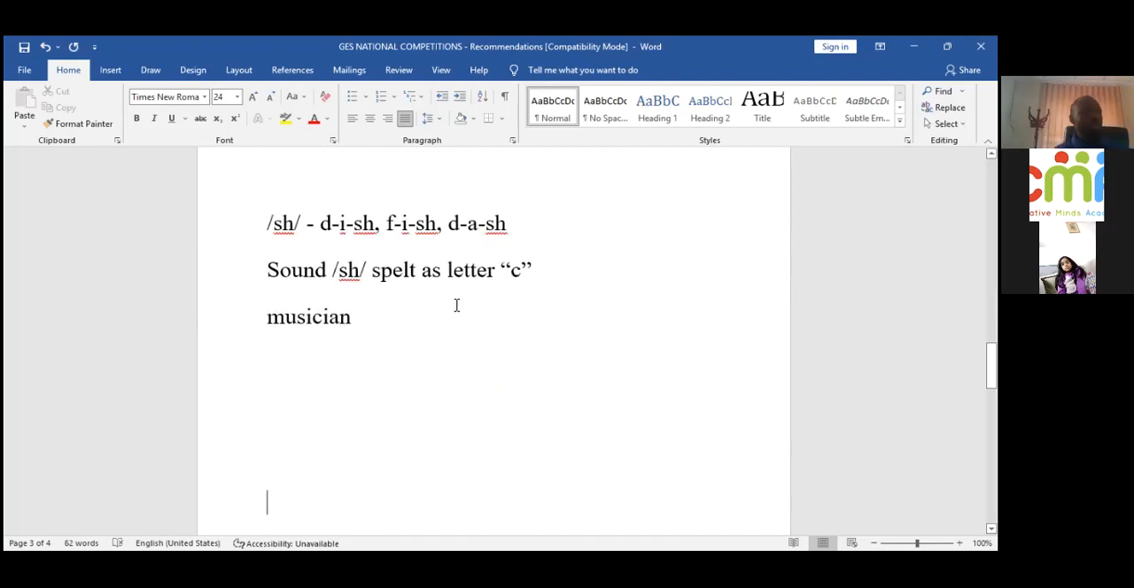So my children will know that sometimes you find a word which has letter C, but when letter C is saying sh, for example, musician, electrician, words like special, and so many other words. So my children who are at an age where they have not yet learned what a suffix is, they will be able to learn the word musician by knowing that sound sh can be spelled as letter C.